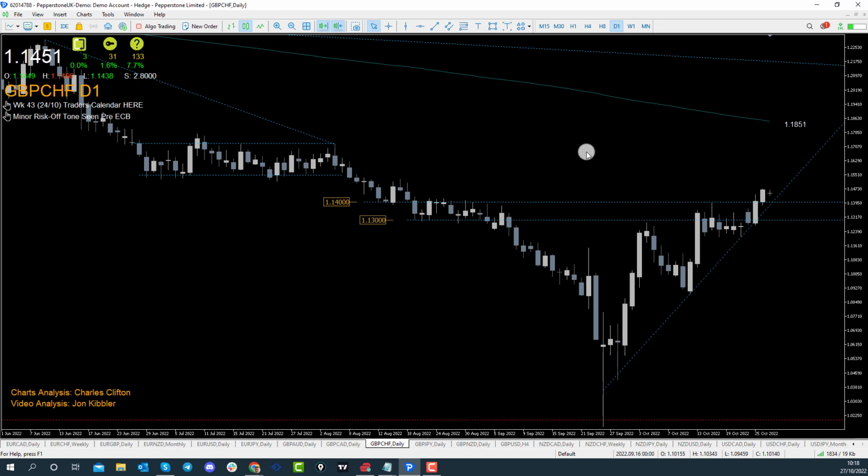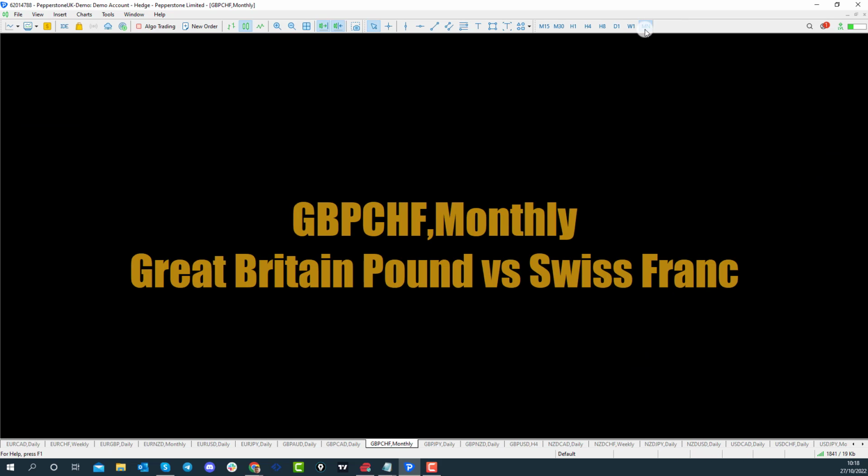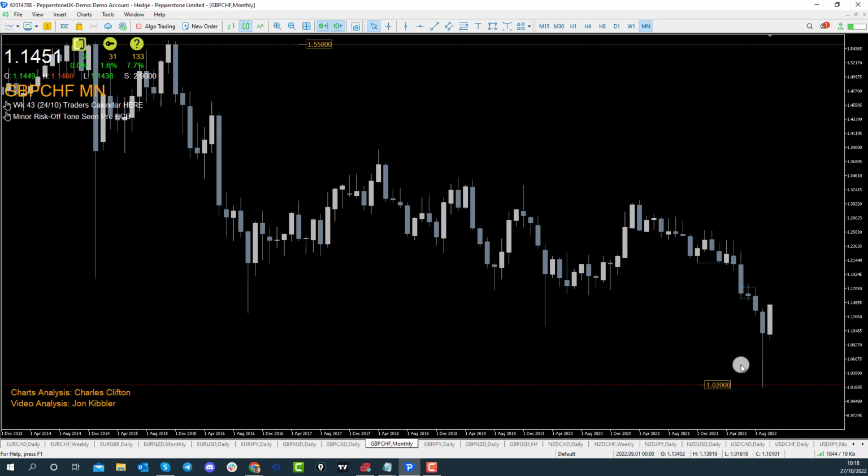We've got pound Swiss open in front of us. What is happening with pound Swiss? Well, we can see that price is in an upward trend. If I go to the monthly time frame, we can see that price bottomed out at the 1.0200 area, and we've bounced ever since.